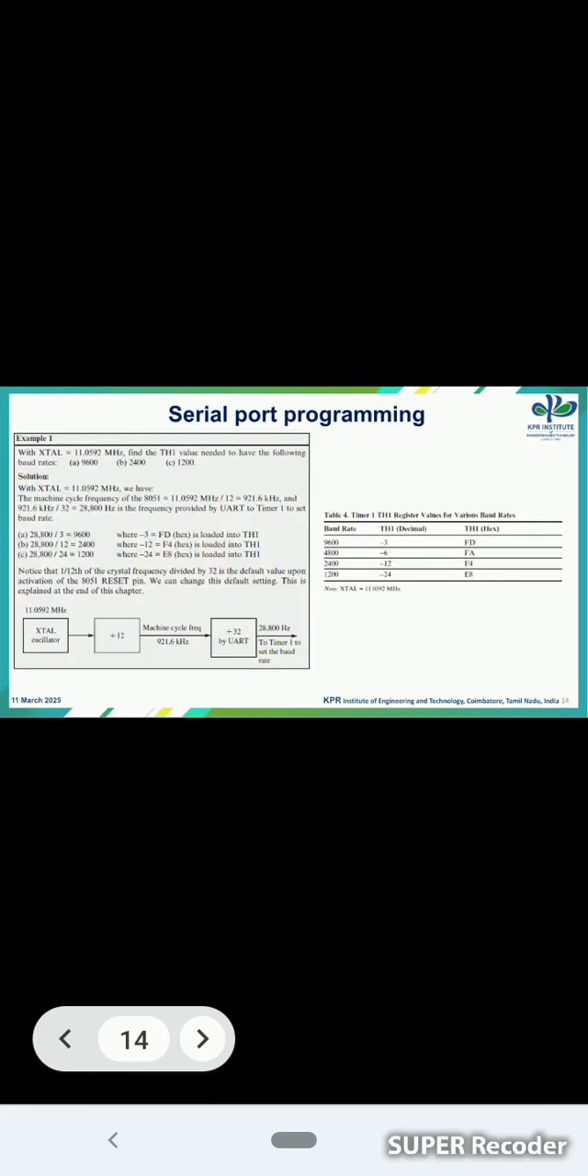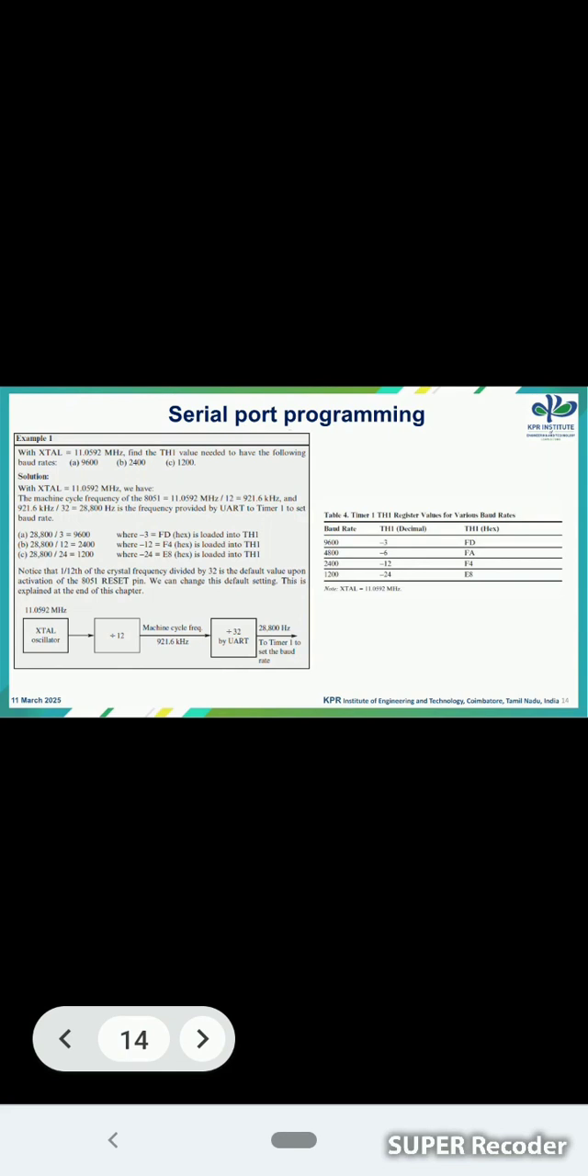Let's see the importance of the baud rate with the Atmel 8051 microcontroller. In this case, let's see a small example. Here the XTAL refers to the crystal oscillator frequency. The crystal will create a frequency of 11.0592 megahertz of oscillations for the 8051 microcontroller.